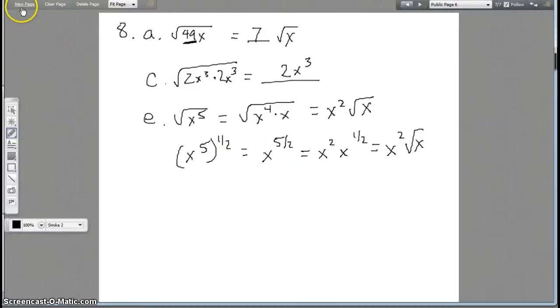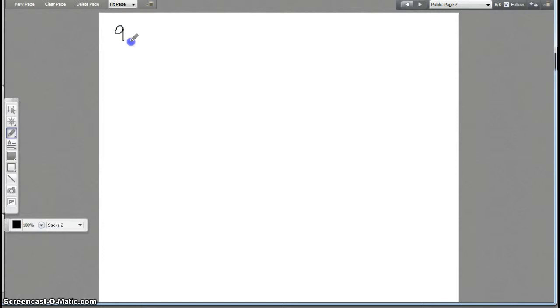Let's look now at number 9. Number 9 is just like 16. It says, where possible, express each of the following as a monomial. Assume x is greater than 0. Anytime it says where possible, that means you run into the possibility of it not being possible. So let's look at part A.